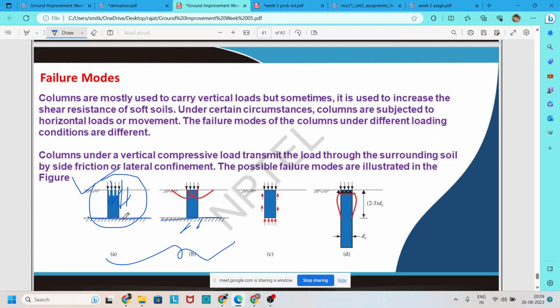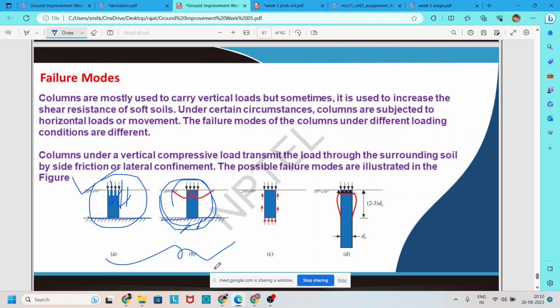The second one is when the column is resting on the hard stratum. The failure is like a shallow foundation failure, a bearing capacity failure. That is also called the bearing capacity failure.